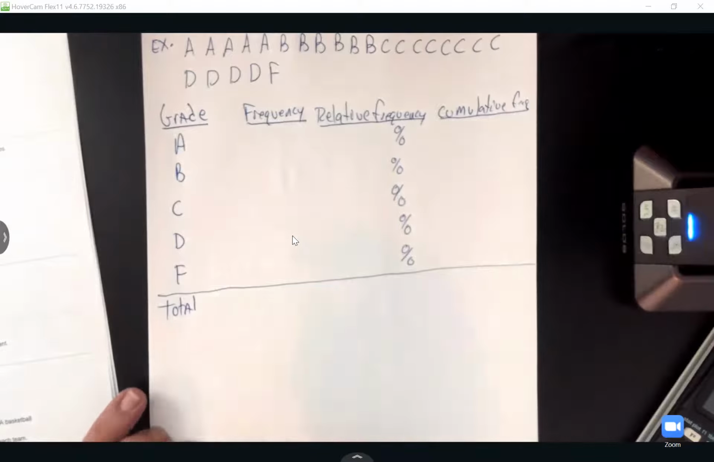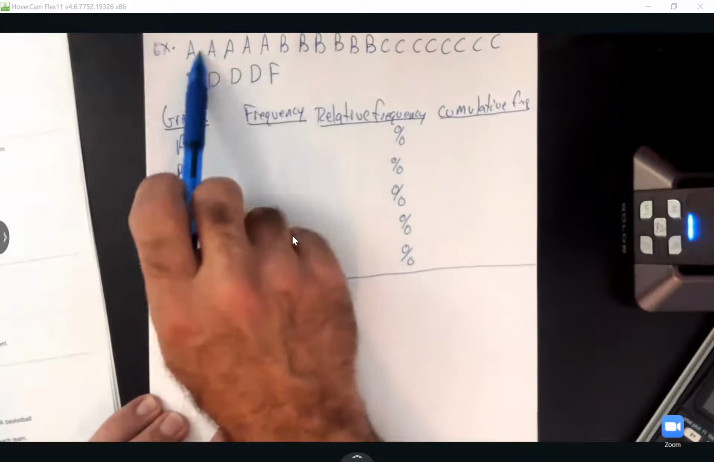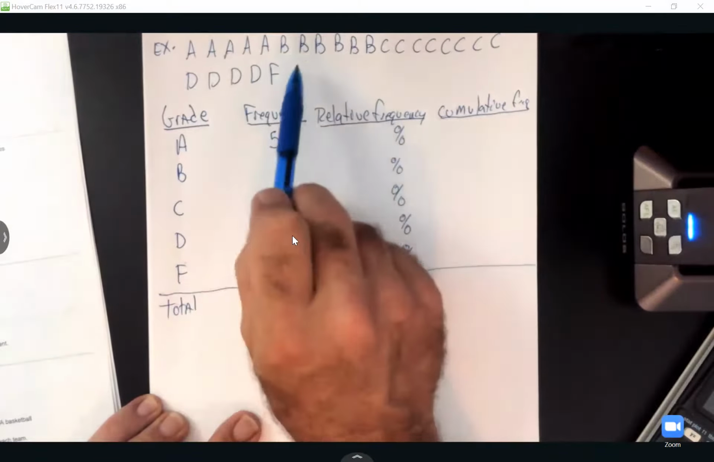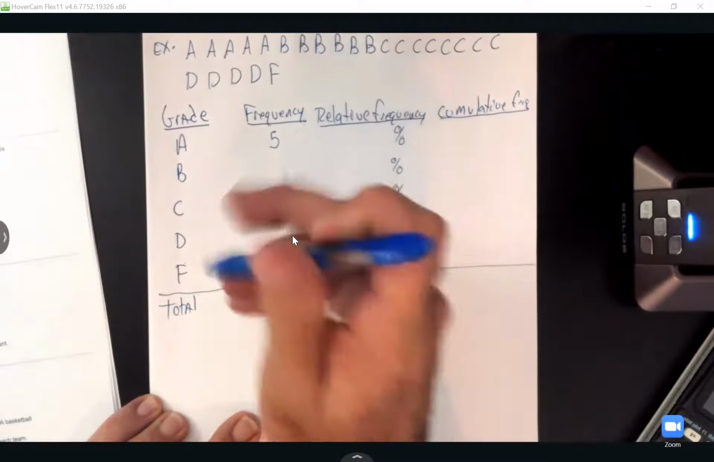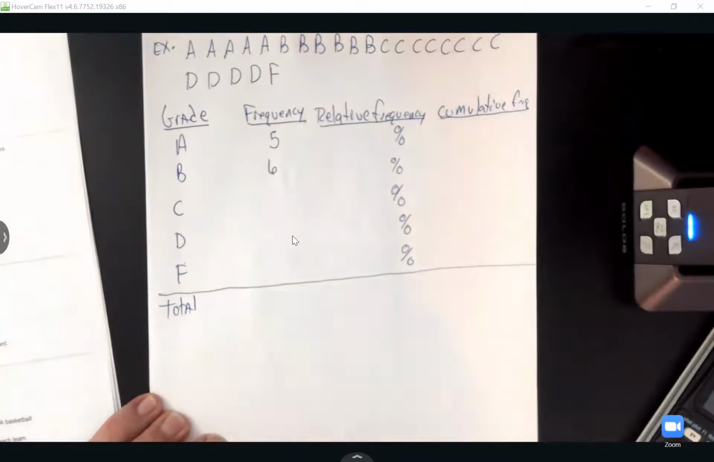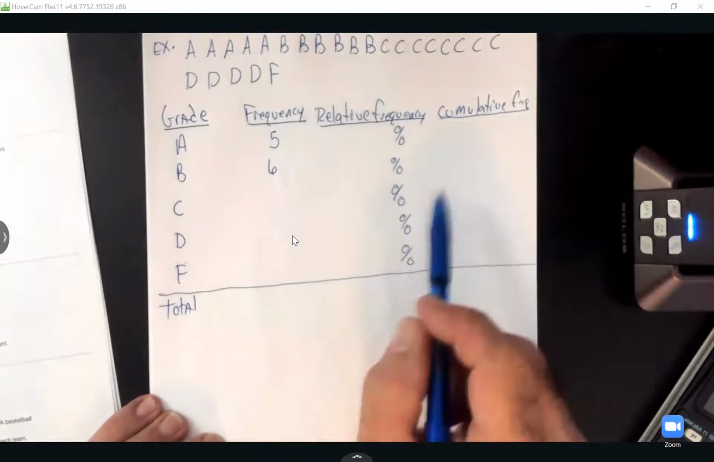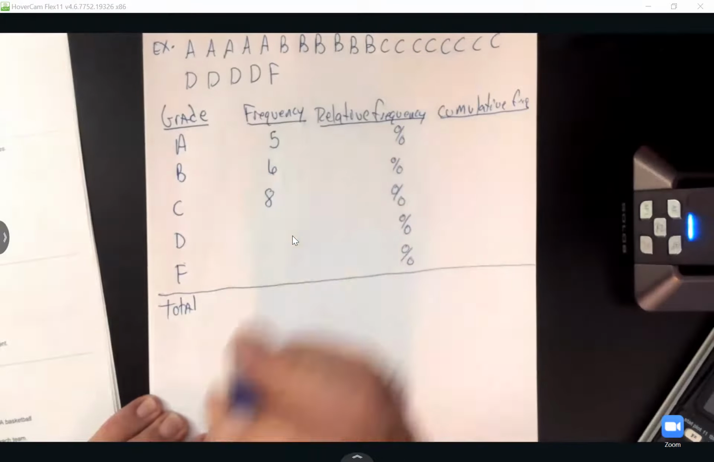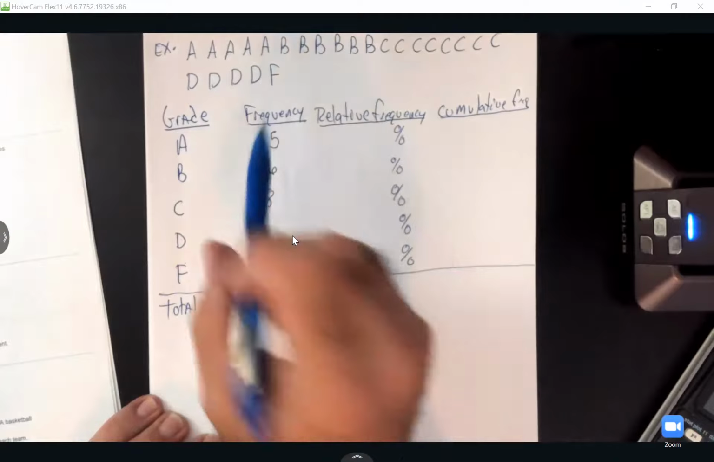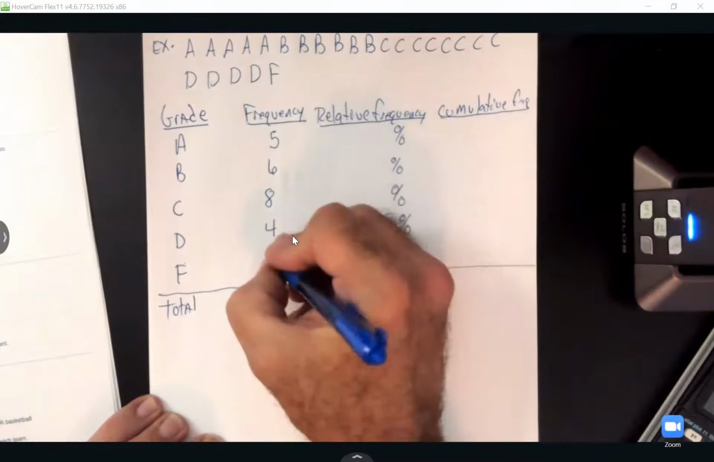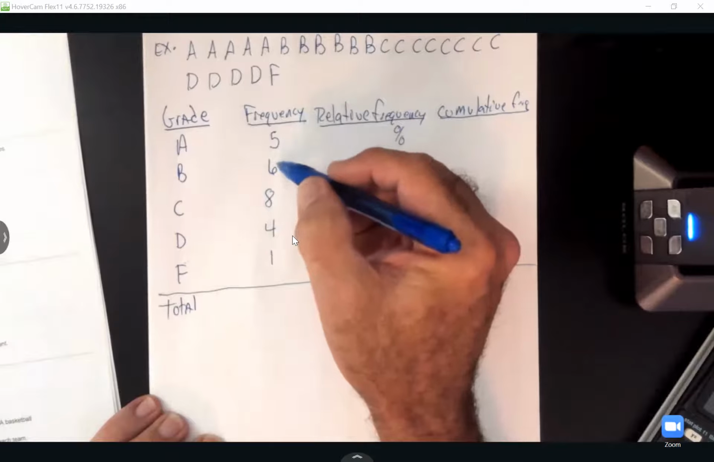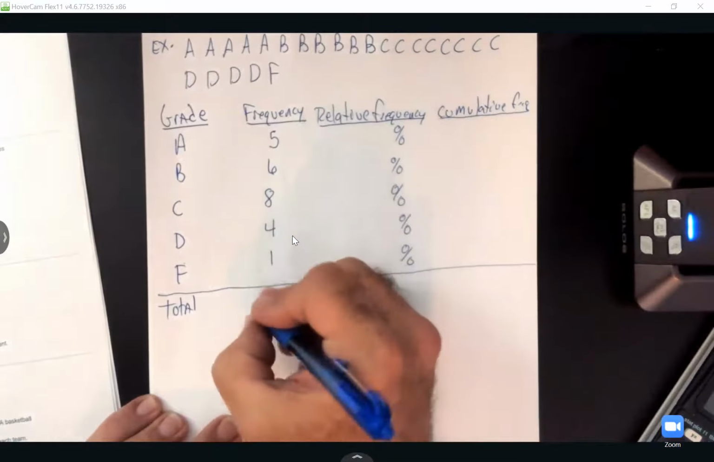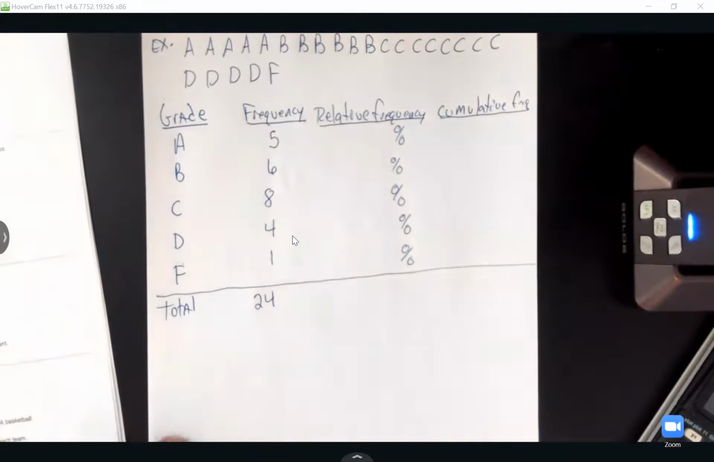So we want to count how many times each grade happened. So 1, 2, 3, 4, 5 A's. Frequency of 5. B's, I had 1, 2, 3, 4, 5, 6. I didn't mind this one because they had everything listed in order for us. 1, 2, 3, 4, 5, 6, 7, 8 C's. 1, 2, 3, 4 D's. And then the 1 F. So let's see what we got. That's 11, 19, 23, 24. So we got 24 grades in this class.